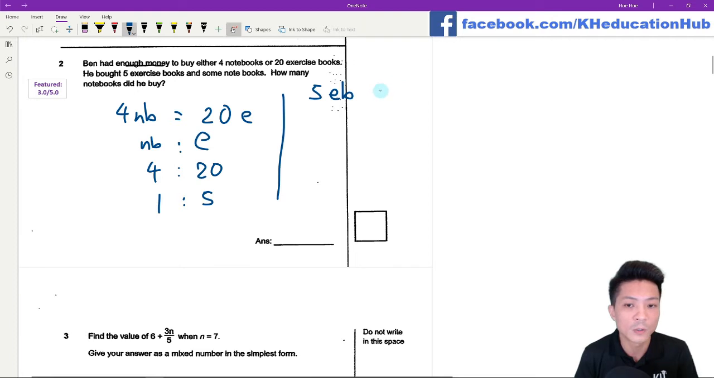Which means that he could have bought another 15 exercise books. Okay, 15 exercise books is equal to how many notebooks? In this case, we know that looking at this ratio, every 5 exercise books is equal to 1 notebook, right? Which means that 15 exercise books is equal to 3 notebooks. Okay, so in this case, the number of notebooks that he can buy will be 3.